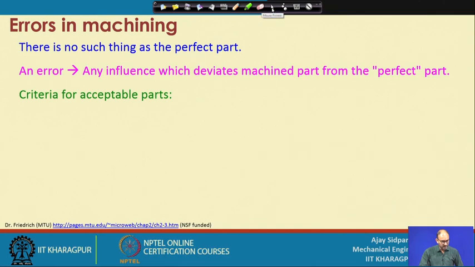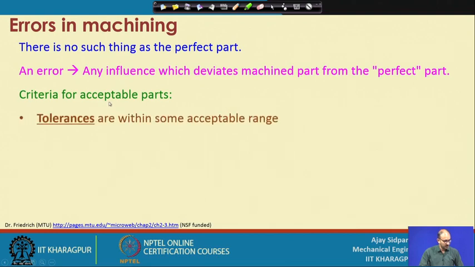So, what are the criteria for acceptance of this particular error? Because we know it is difficult to remove this error, ultimately you have to accept one particular variation. So, let us see what the things are. If you are making a part with reference to tolerances, and your part is within the tolerance limit, then you accept that part. So, suppose we have a cube with dimension A on all sides.